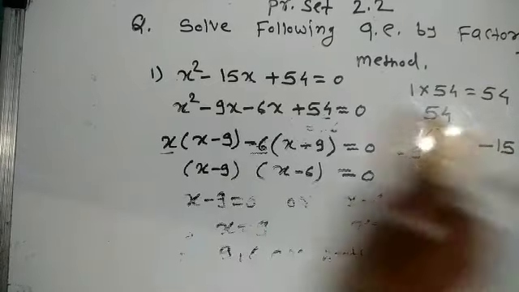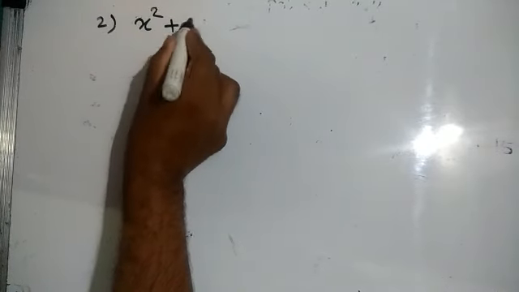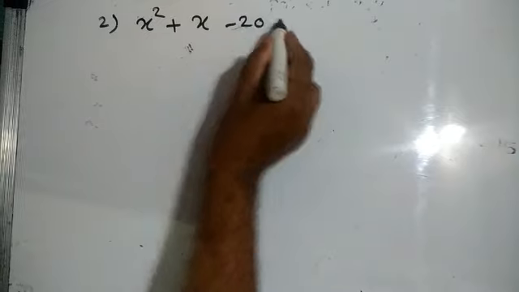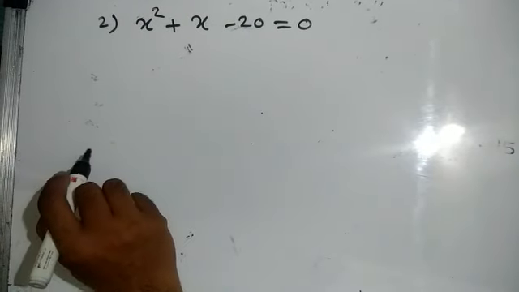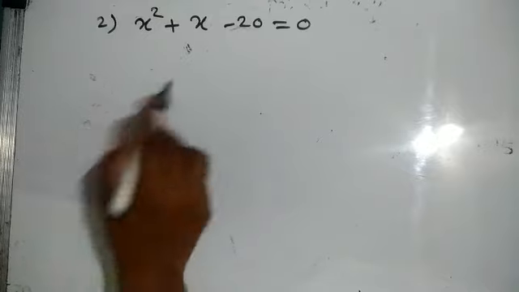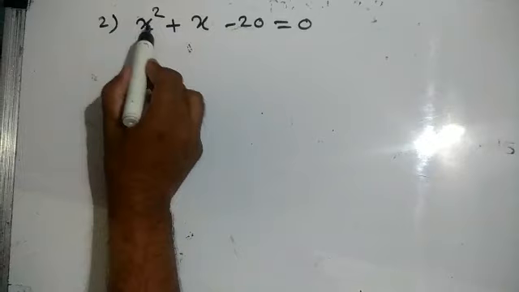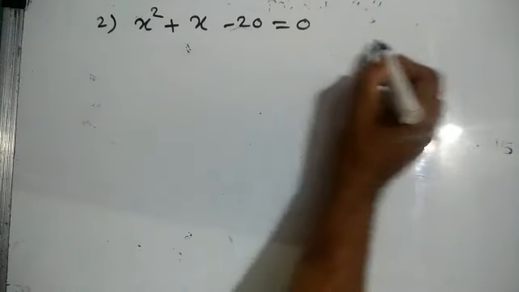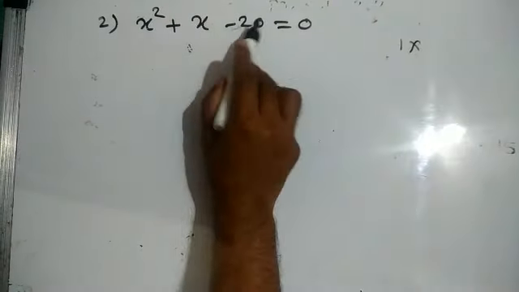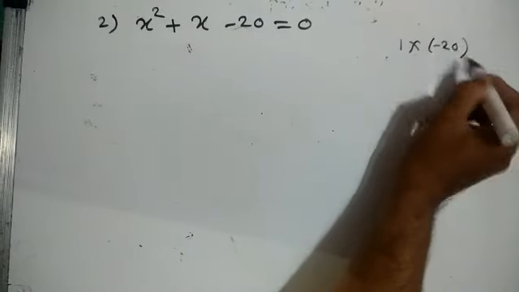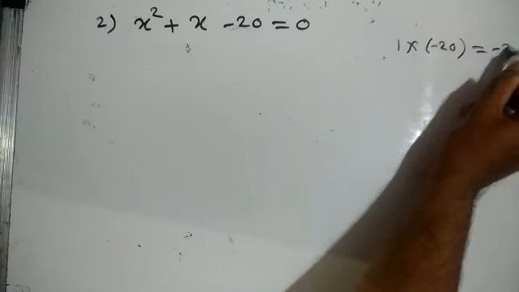Second, in the second problem, x square plus x minus 20 is equal to 0. This is given. This is also in the standard form. Here again the coefficient of x square is 1. Therefore write down 1 here. The constant term is minus 20. Multiply these two, what we get? We get minus 20.